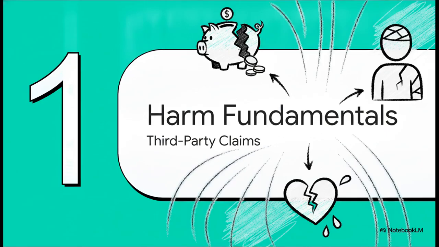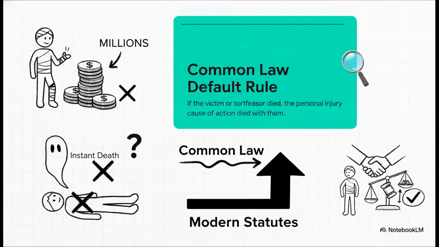Right, so we have to start with the baseline premise here. Third-party harm claims ask a super fascinating legal question. What actually happens when a negligent act ripples way beyond the immediate victim? Historically, traditional common law created this completely perverse financial incentive. Think about it. If a defendant's negligence severely injured someone, they could be sued for millions. But if their negligence instantly killed the victim, well, all civil liability practically vanished. Literally, the claim just died with the person.